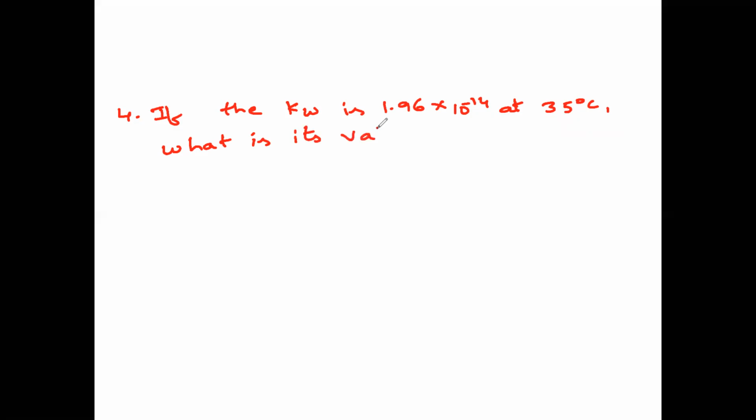Question number 4. If the ionic product of water, Kw, is 1.96 × 10 to the power of minus 14 at 35 degrees C. These are all conceptual based questions. What is its value at 10 degrees C?